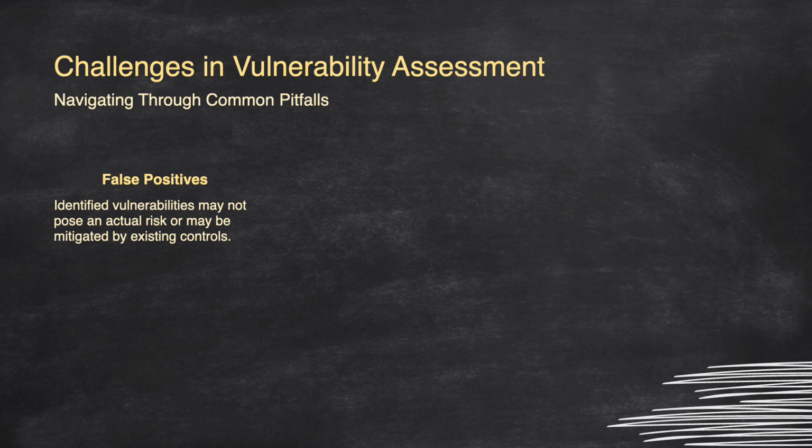Friends, identified vulnerabilities may not pose actual risks or may be mitigated by existing controls. Friends, false positives can occur when a vulnerability assessment tool mistakenly flags something as a vulnerability when it is not. For example, a tool might detect an outdated software version that has already been patched or a configuration setting that is not actually a security issue.